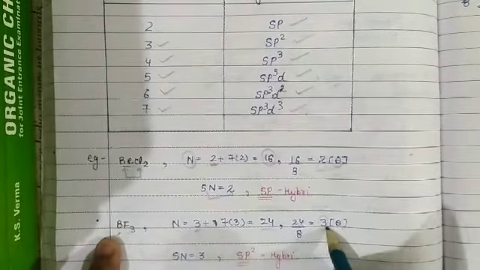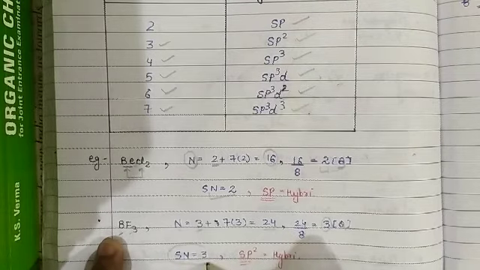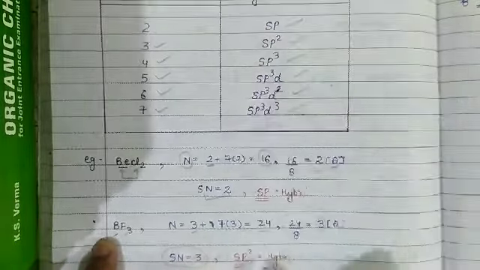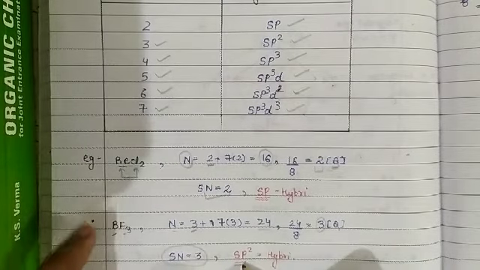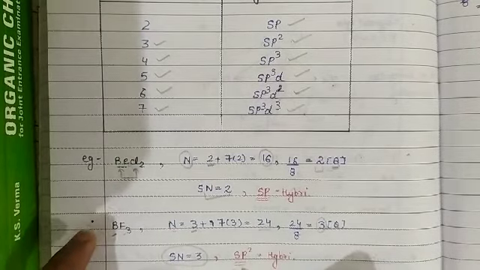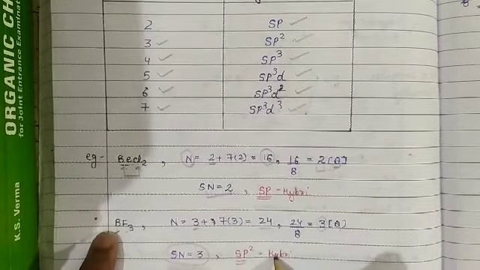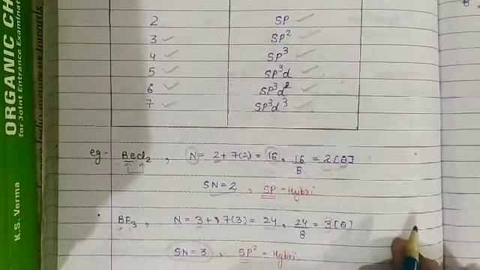So the quotient will be equal to the steric number. So the steric number is 3. When the steric number is 3, then the hybridization is sp2. So the hybridization of boron, as hybridization is always for the central atom, in this compound is sp2. See the next question.